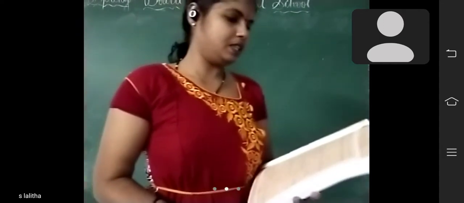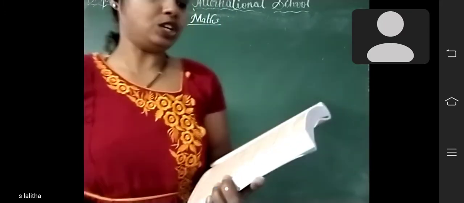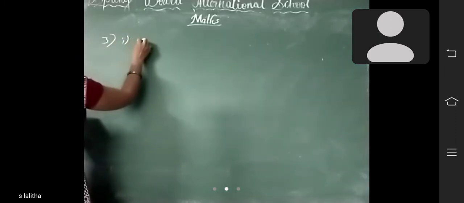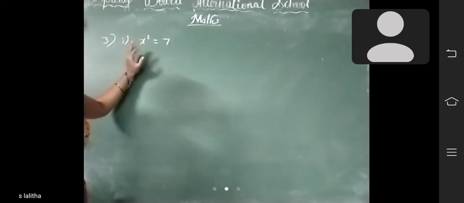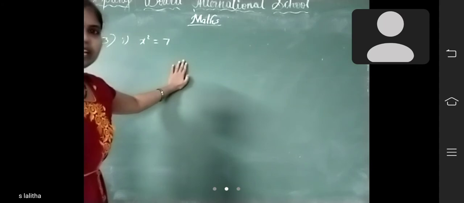In the following equations, find whether variables x, y, z, etc. represent rational or irrational numbers. Here some numbers are given, and variables x, y, z are also given. You have to find whether they represent rational or irrational. First one is x square equal to 7. So this x is a variable. Does this x represent a rational or irrational number? You have to find it.